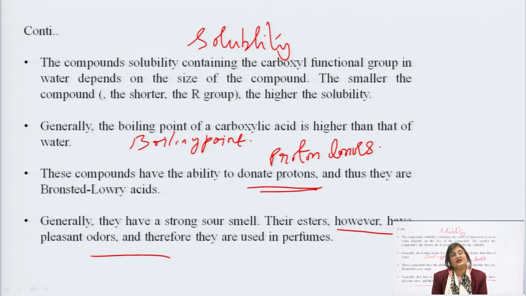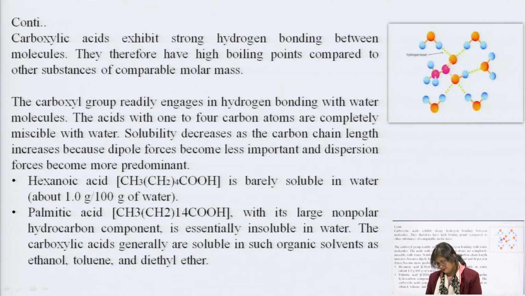Apart from this, carboxylic acids are also known as Bronsted-Lowry acids because they have the tendency to donate protons. Now, generally these acids have a strong sour smell, a disagreeable odor, but the esters of these carboxylic acids have a fruity pleasant odor. Hence, they are used in perfumeries.